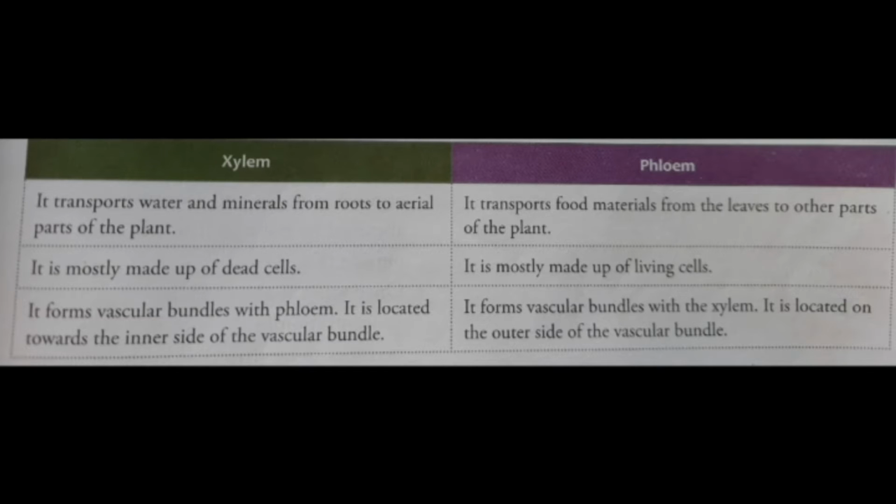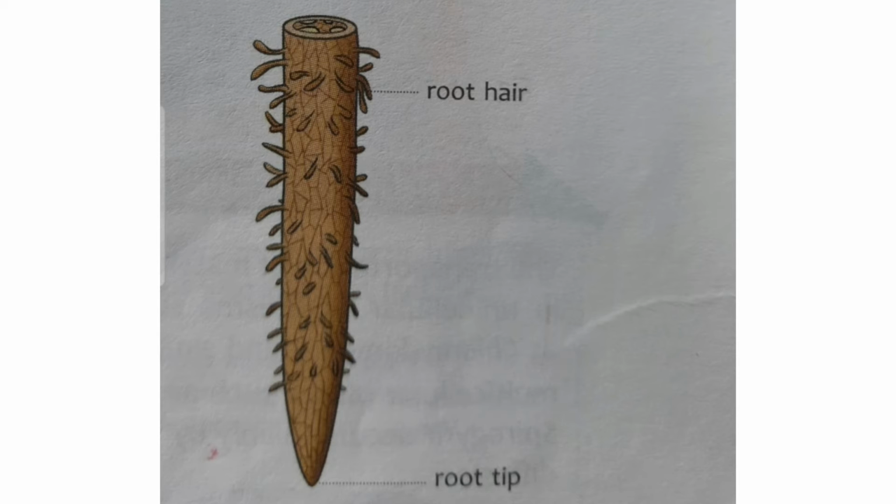Now we are going to discuss the absorption of water and minerals. Here you can see a picture of the root hair. Plants absorb water and minerals from the soil with the help of the root hairs present on roots. The root hair cells are unicellular thin-walled outgrowths of the epidermis, which is the outermost layer of the root. They greatly increase the surface area for absorption of water and nutrients from the soil.